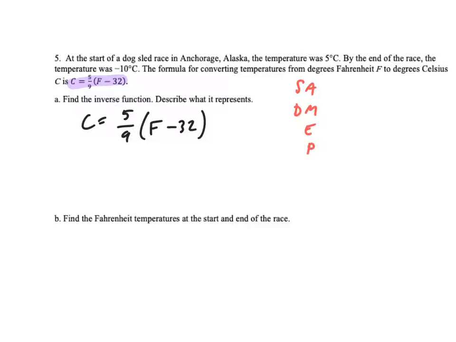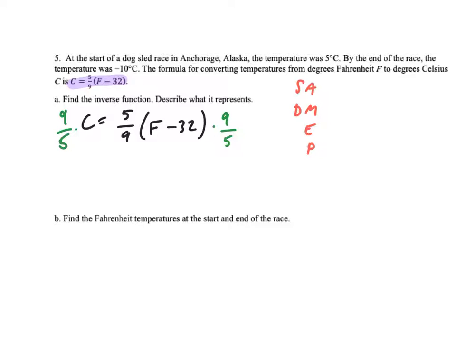So, think about what's going on here. What do I have around the f? I've got some multiplication, but I also have some subtraction, but that subtraction is inside of those parentheses. So I actually can't deal with that until later. So the first thing I'm going to do is get rid of that 5/9. And how do we do that? We multiply by its reciprocal. So multiply this side by 9/5, and then multiply the left side by 9/5.